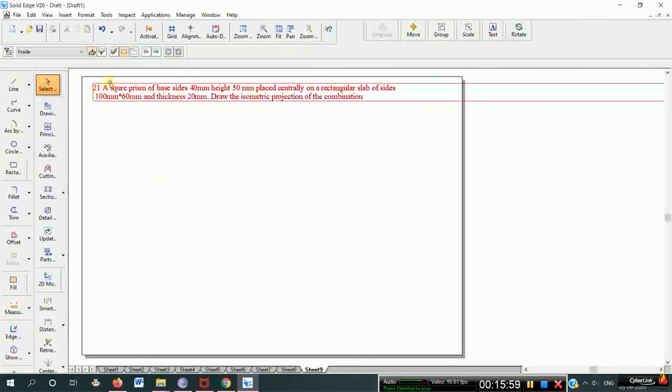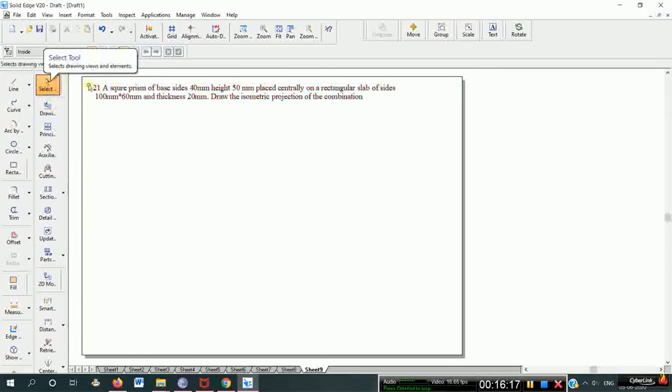So one more problem is there: a square prism of base sides 40 mm and height 50 mm placed centrally on a rectangular slab of sides 100 mm by 60 mm and thickness 20 mm. Draw the isometric projection of the given combination. It is problem number 21 in your solution book.